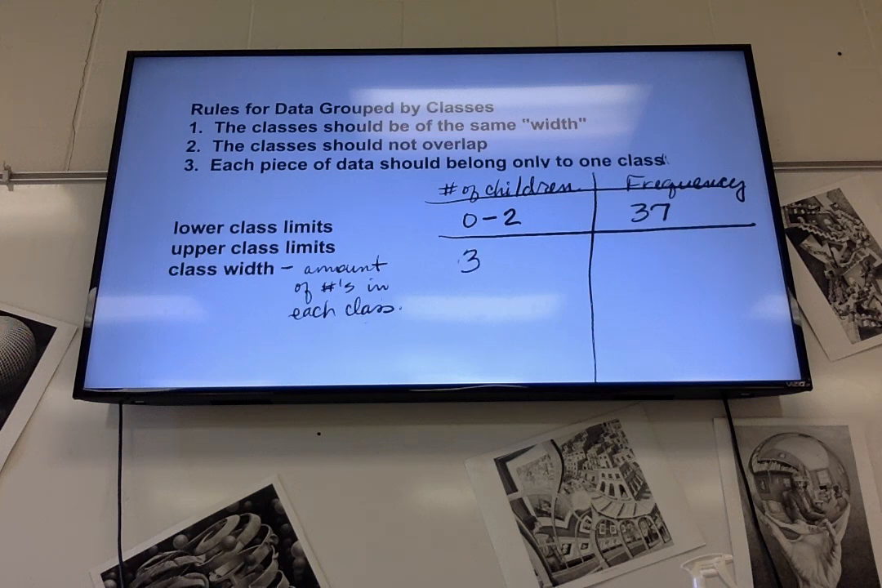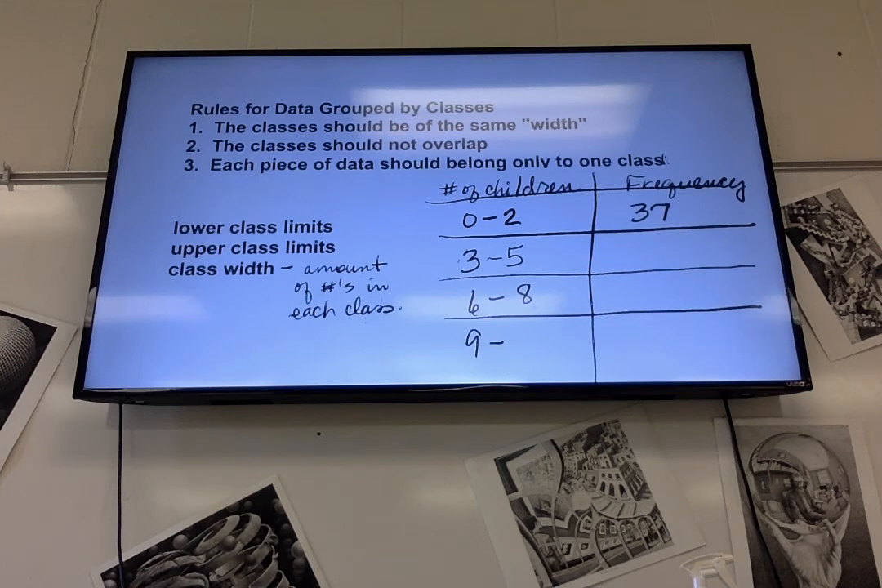My next class has to start with 3, and it still has to have 3 numbers in it. So 3, 4, 5, it needs to be 3 through 5. So what's the next class start with? 6. And it goes through 8. And the next one? 9.